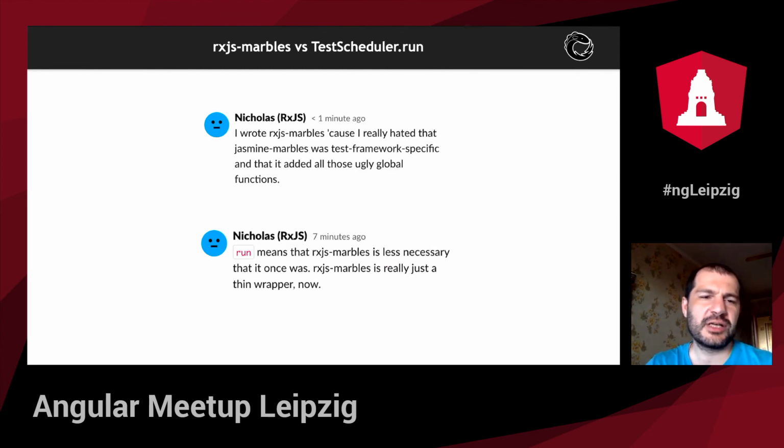In a chat with rxjs-marbles creator Nicholas, he told me that he started the library before even TestScheduler.run method was implemented in RxJS 6. And as for today, it is far less necessary to use it. So just use TestScheduler.run. But as you saw, it allows you to reduce a boilerplate code anyway.